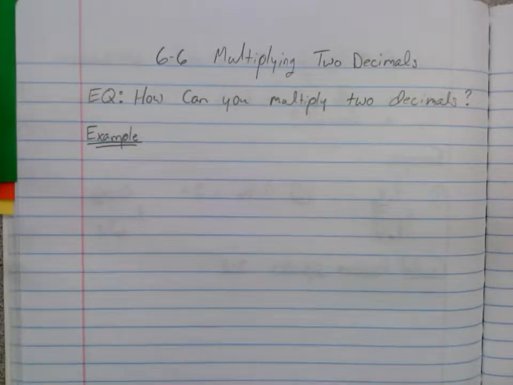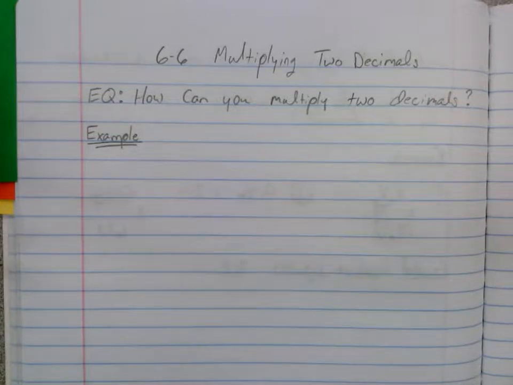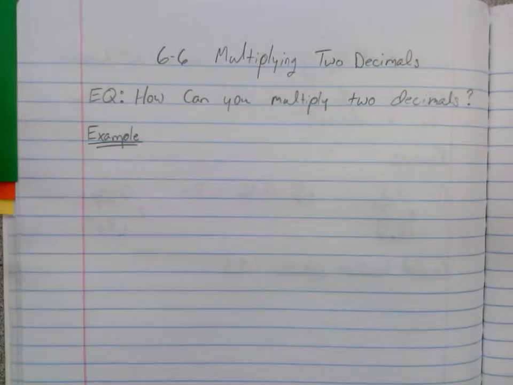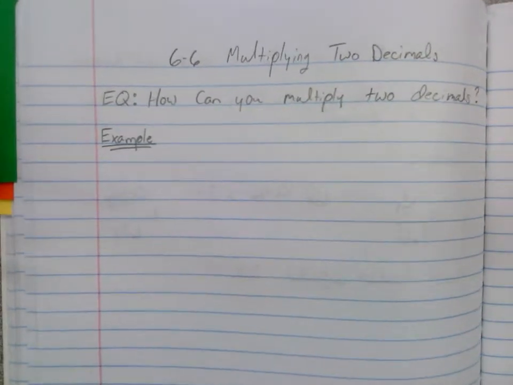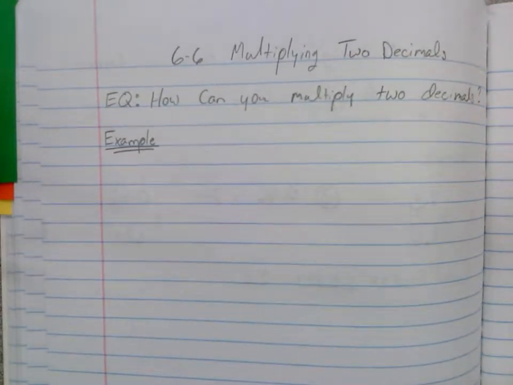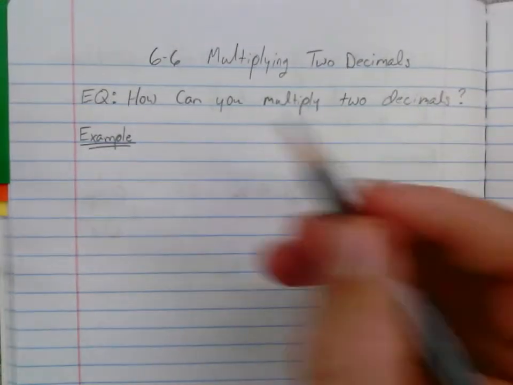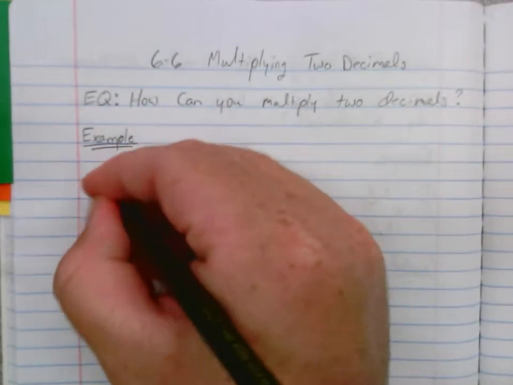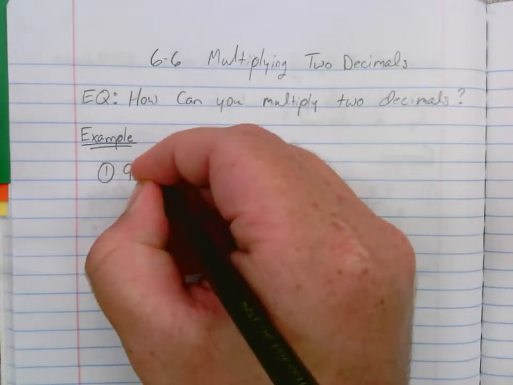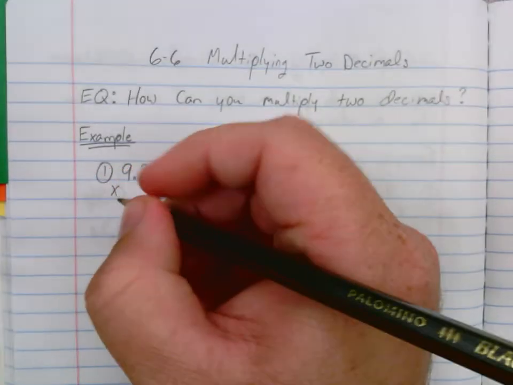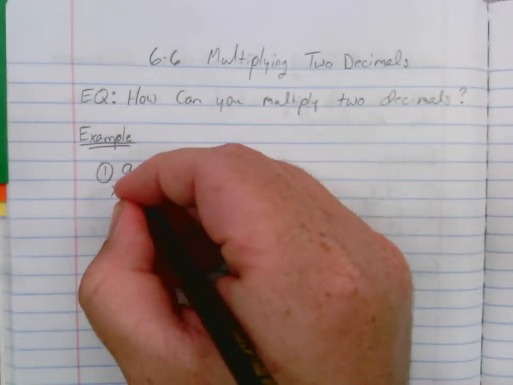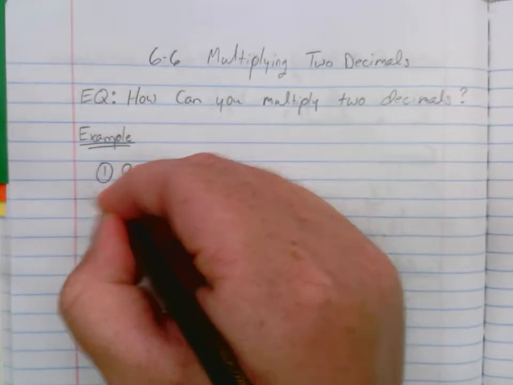Alright, so today we're going to find out how we can multiply two decimal points. We already know how to multiply whole numbers. We've already multiplied a decimal by a whole number. So today we're going to multiply a decimal by a decimal. I'm going to use number 1 and number 3 from guided practice as my examples. So my first one would be 9 3/10 times 4 1/10.